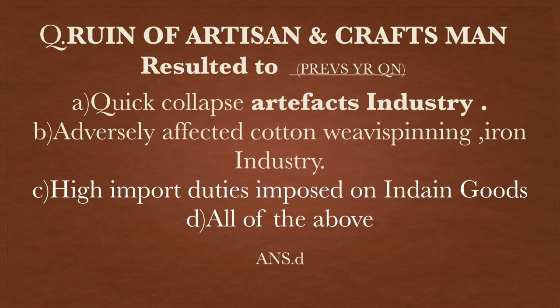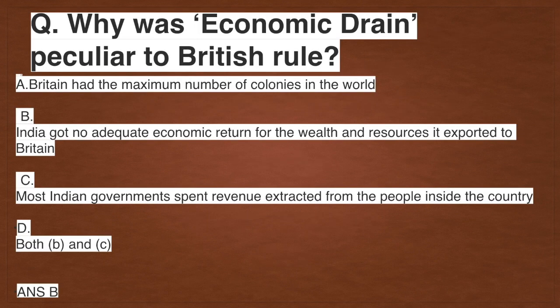Why was economic drain peculiar to British rule? Option A, Britain had the maximum number of colonies in the world. Option B, India got no adequate economic return for the wealth and resources it exported to Britain. Option C, most Indian governments spent revenue extracted from the people inside the country. Option D, both B and C. Answer is option B.